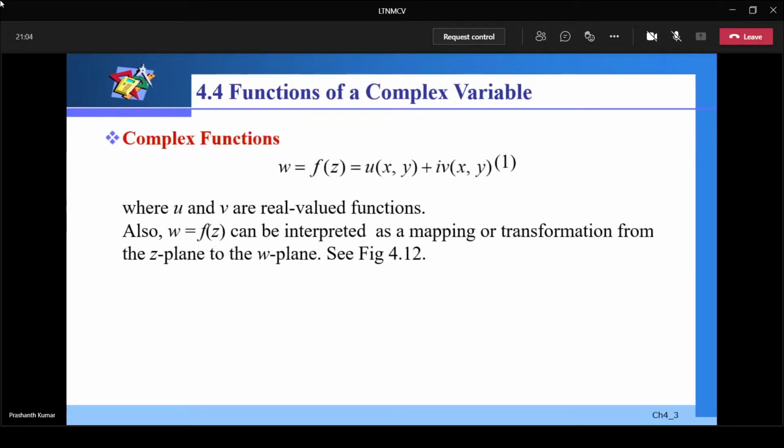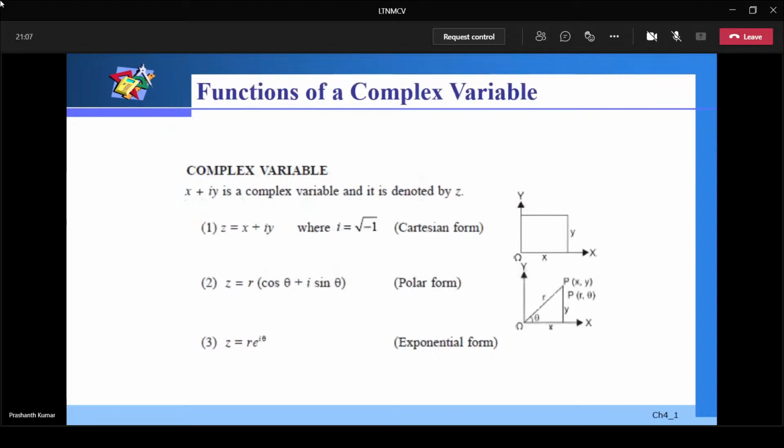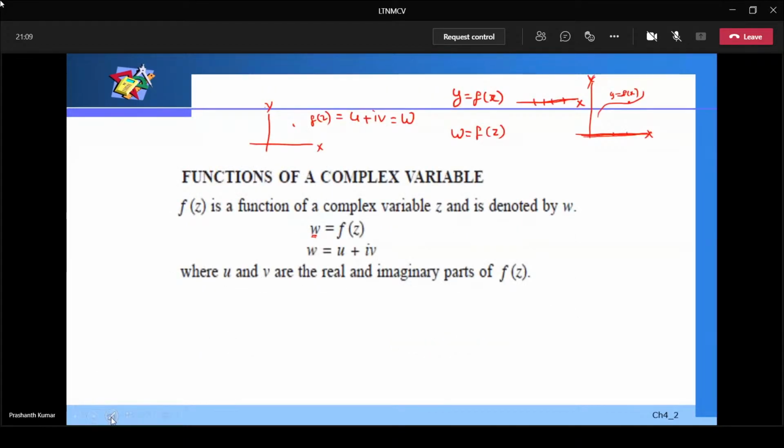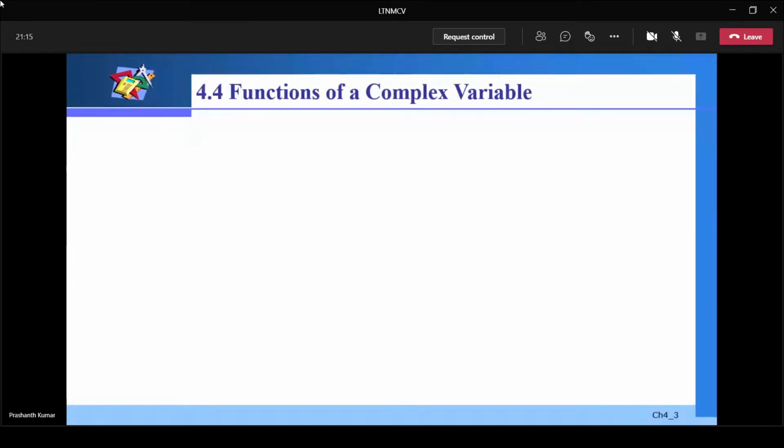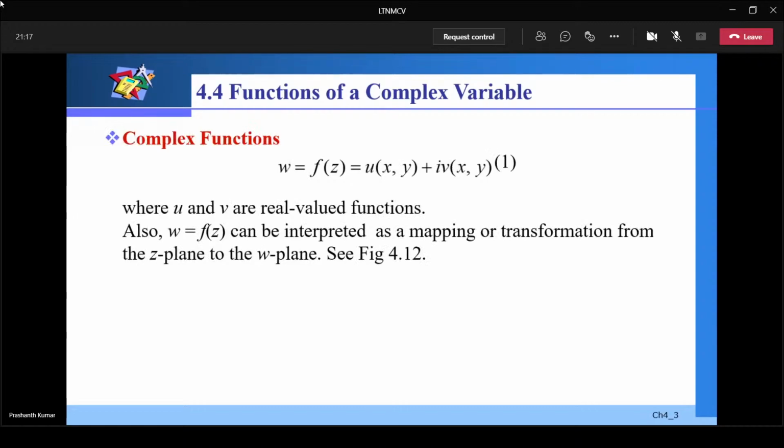ఇక్కడ మీకు నేను ఇది చూపిస్తానండి. అంటే ఫిగర్ డ్రా చేసినప్పుడు you will understand this. So that is function of complex variables. You see here the complex function W is equal to f of z. W is equal to f of z is equal to u of xy plus iv of xy.